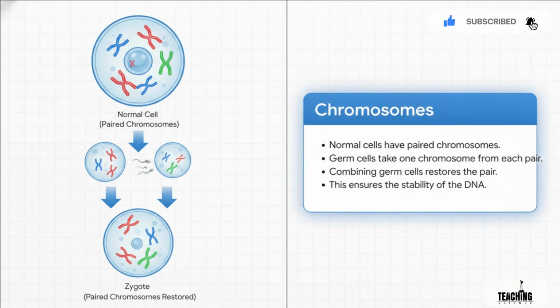But how does this inheritance actually happen physically in the body? You see, DNA isn't just one long, tangled thread. It's neatly organized into separate pieces called chromosomes. In normal cells, you have 2 copies of each chromosome. But when the body makes germ cells, those are the cells used for reproduction, they only take one single chromosome from each pair. When the male and female germ cells combine during fertilization, they restore the normal paired number, beautifully ensuring the stability of the DNA for the entire species.